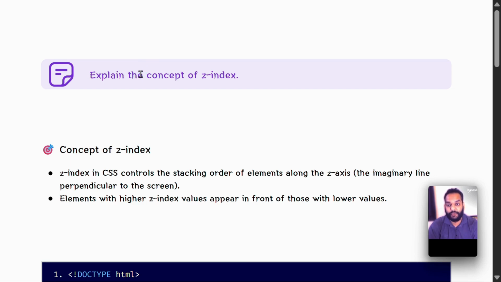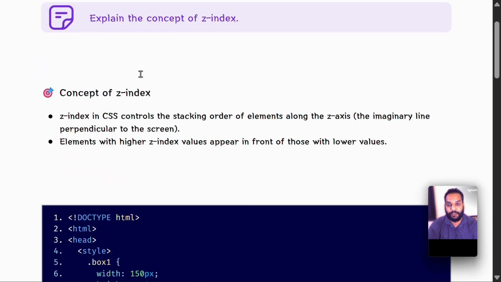So today we will discuss the concept of Z-index in CSS. First of all, we start with the basic definition: Z-index in CSS controls the stacking order of elements along the Z-axis, which is the imaginary line perpendicular to the screen. So elements with a higher Z-index value appear in front of those with lower values.